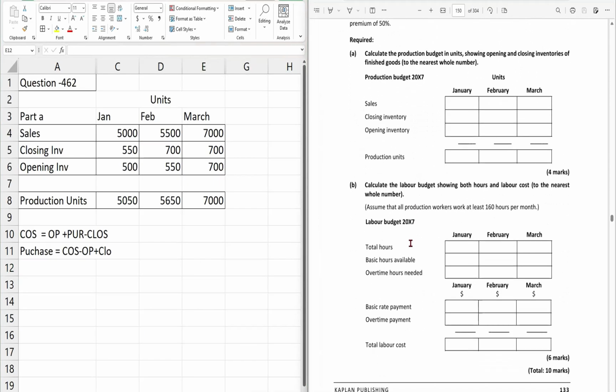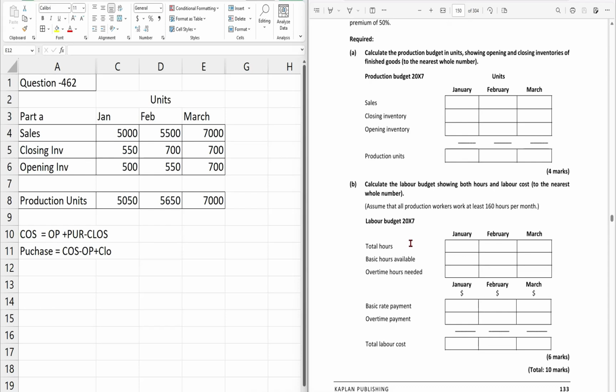Now next, question B. Calculate the labor budget showing both hours and labor cost to the nearest whole number. Again, the question asks to calculate to the nearest whole number, so don't put the decimal. And the question also says to assume that all production workers work at least 160 hours per month. Alright, so let's do this question one more time. I will copy paste this. Everything is the same. Just wait.